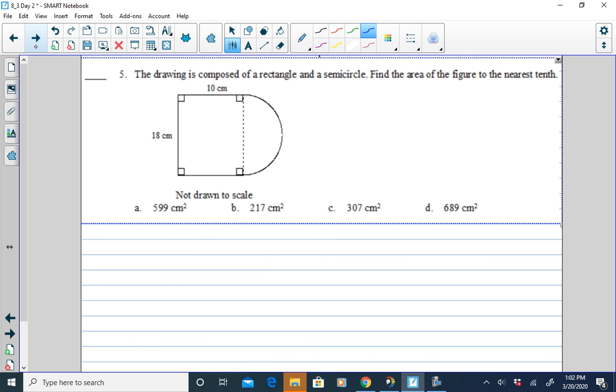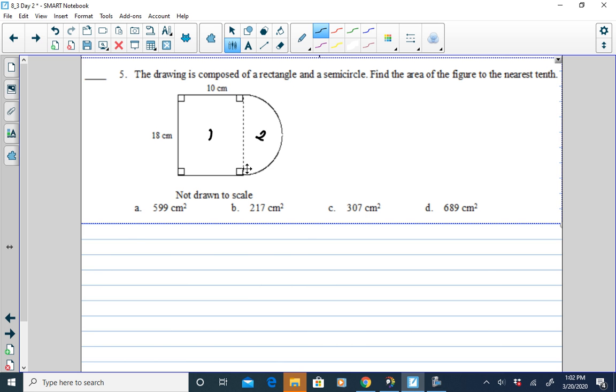Okay, let's try problem 5. The drawing is composed of a rectangle and a semicircle. Find the area of the figure to the nearest 10. Well, this is similar to problem number 1. So we want to split this into two shapes. Call this area 1, call this area 2. Area 1 is a rectangle, area 2 is a semicircle.